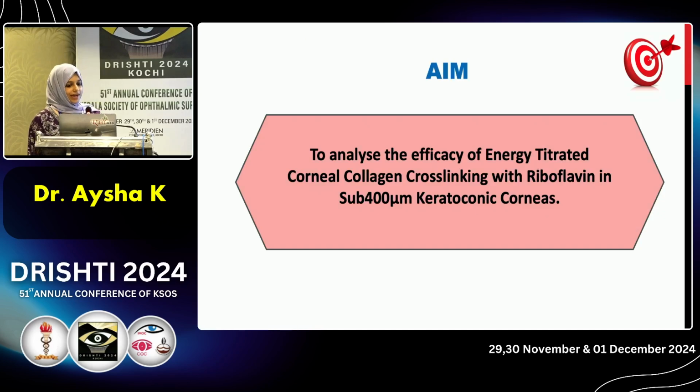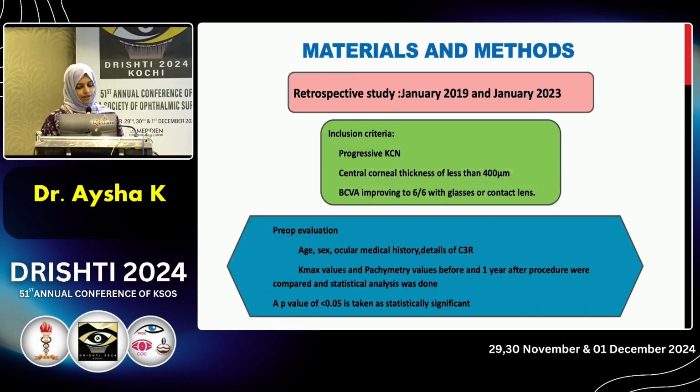The aim of our study is to analyze the efficacy of energy titrated corneal collagen cross-linking with riboflavin in sub 400 keratoconic corneas. It is a retrospective study conducted over a period of 4 years in a tertiary eye care center, including patients with progressive keratoconus whose central corneal thickness was less than 400 microns and whose best corrected visual acuity improved to 6/6 with glasses or contact lens. Kmax values and pachymetry values before and 1 year after the procedure were compared and statistical analysis was done. A p-value of less than 0.05 was taken as significant.